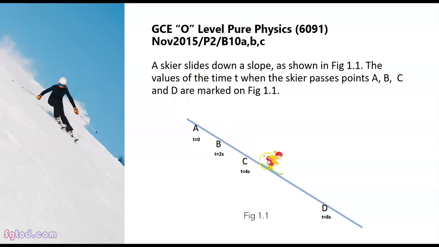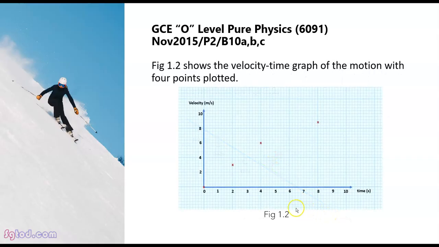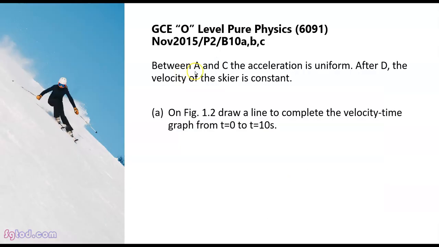A skier slides down a slope as shown in figure 1.1. The values of the time t when the skier passes points A, B, C, and D are marked on figure 1.1. Figure 1.2 shows the velocity time graph of the motion with 4 points plotted. Between A and C, the acceleration is uniform. After D, the velocity of the skier is constant.